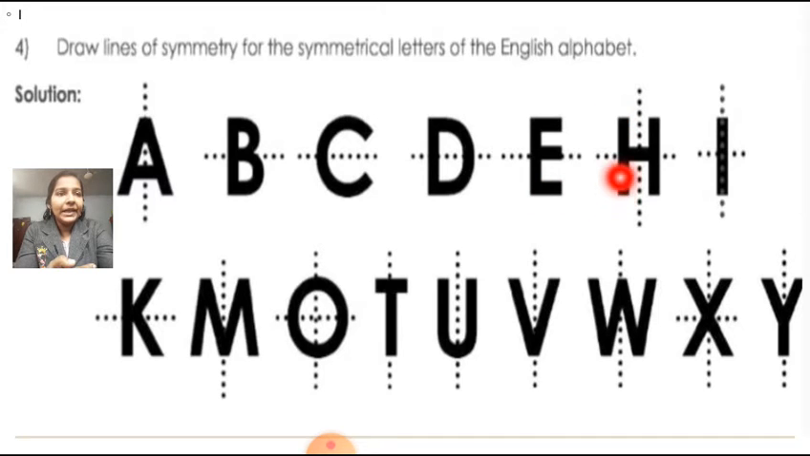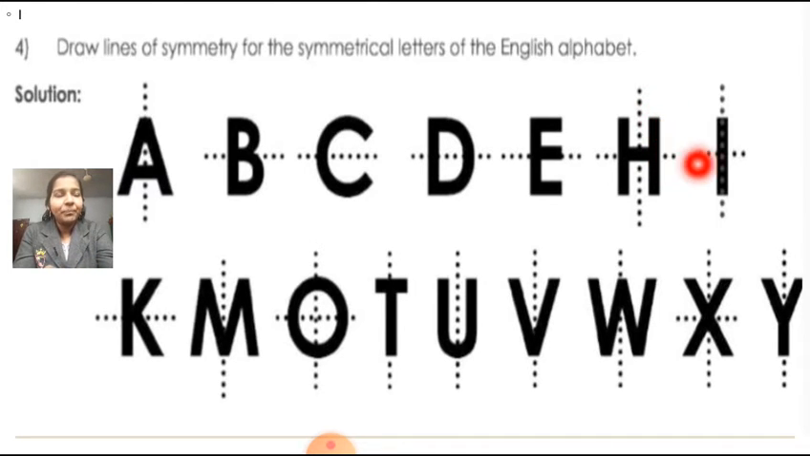Now in the letter H we can draw a vertical line of symmetry and a horizontal line of symmetry. Both we can draw here. So two lines of symmetry we can draw on the letter H. Okay, and this is vertical line of symmetry and horizontal line of symmetry. Both divide the given letter H into equal left and right parts and equal bottom and top parts.